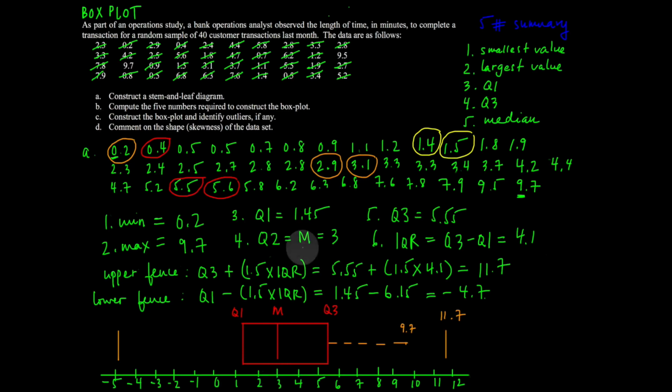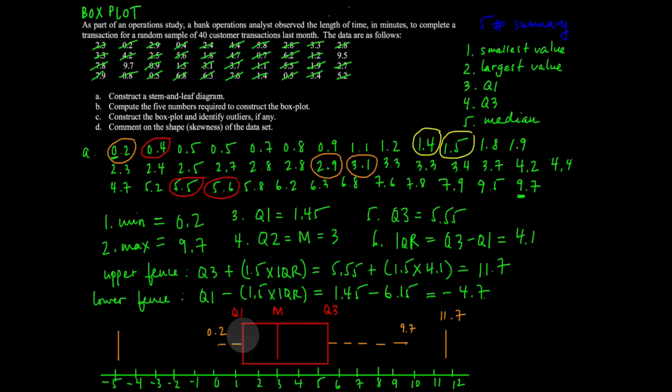So on the left-hand side, we do the same thing. Our whiskers are going to go until the last data set before we hit the fence. So here it's going to be until 0.2, which is, let's say, right around here. So my whiskers are going to go until here, okay, at 0.2.